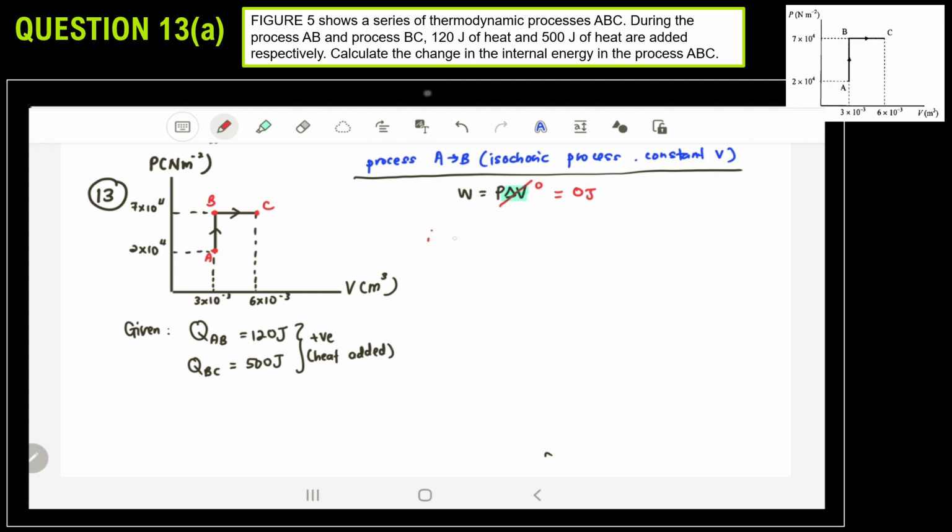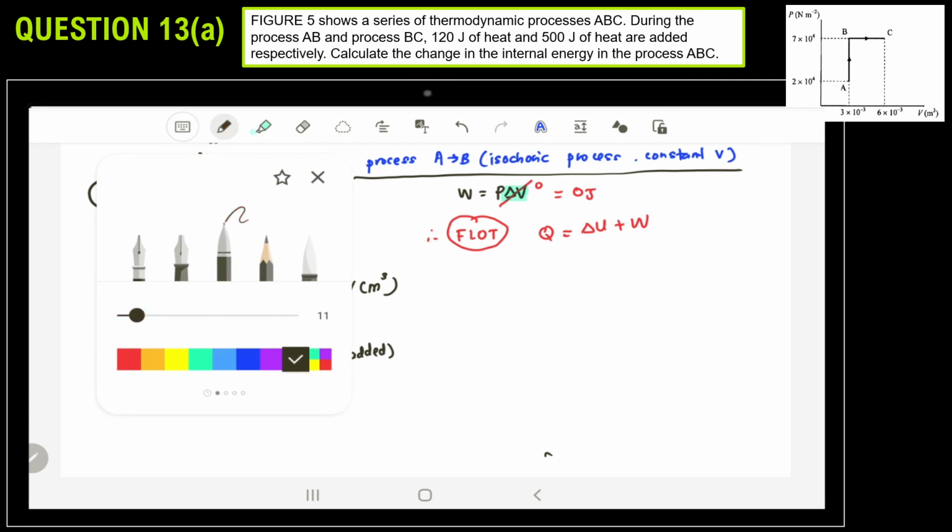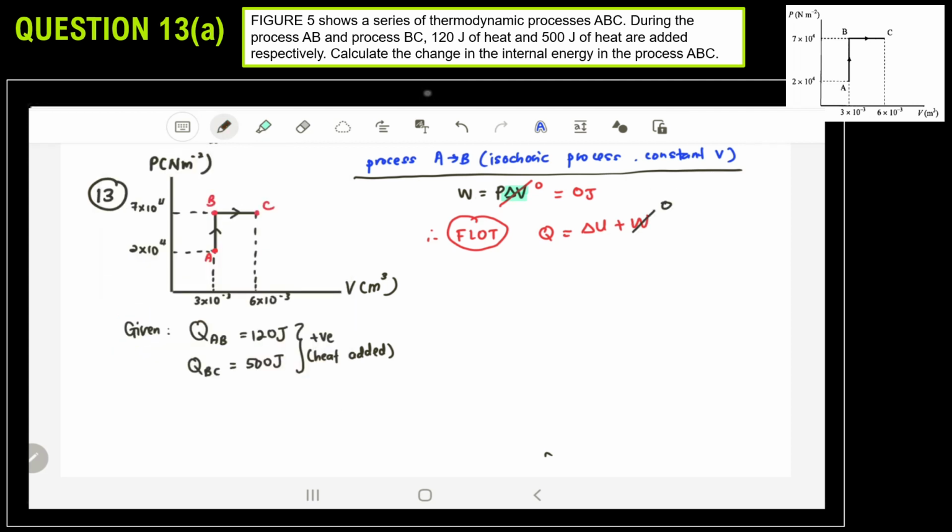Therefore, from the first law of thermodynamics, Q is equal to delta U plus W. Since W is equal to 0, delta U is equal to Q, which is 120 joule. The question asks us to find the change in the internal energy in the process ABC. That means you want to find the total change in internal energy for process A to B plus delta U B to C. This is our objective.